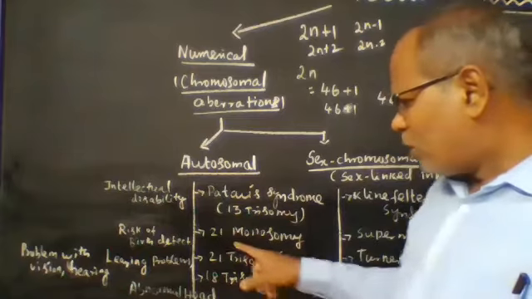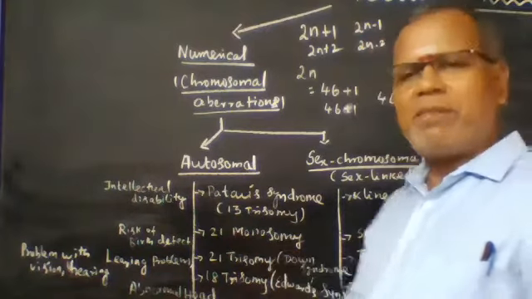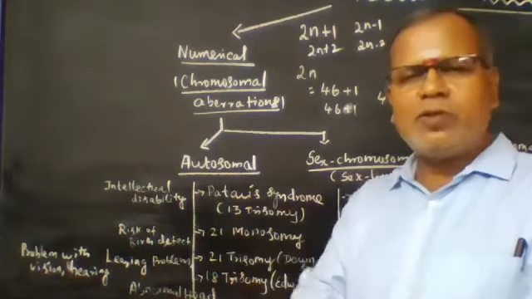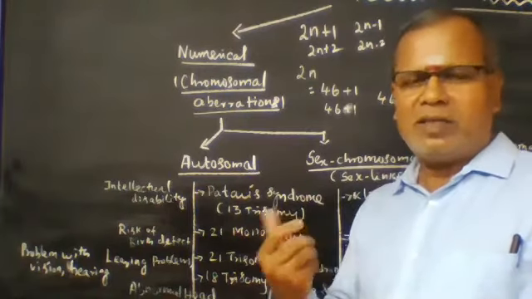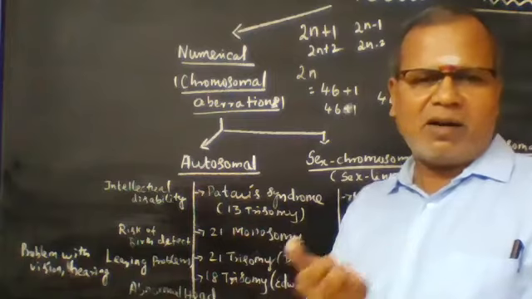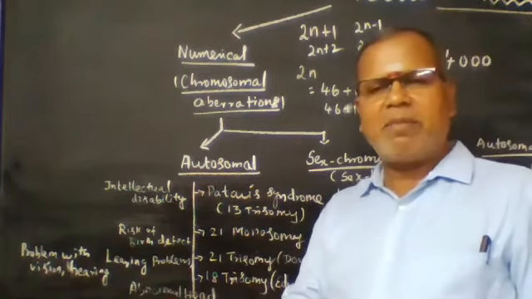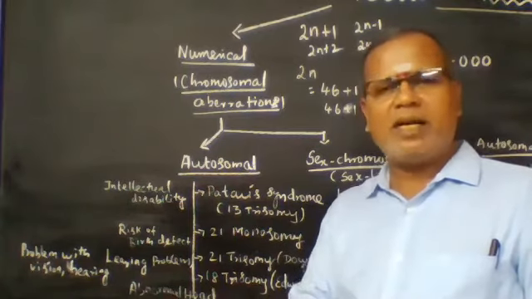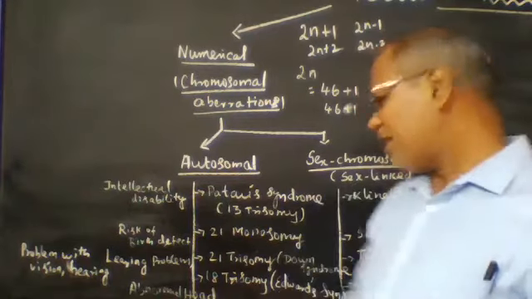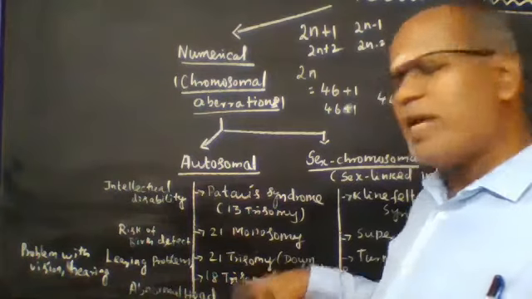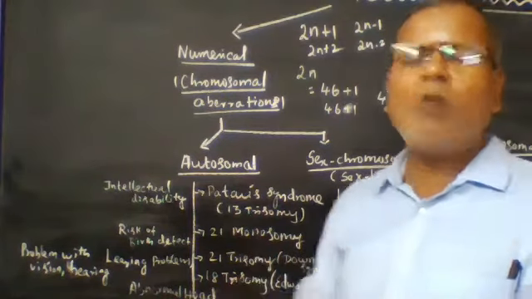And second is 21 monosomy. Instead of 2 chromosomes, the 21st pair has only 1 chromosome. These kids have a risk of birth defect. At the time of birth, they have some problems, and it is a genetic defect. Another is 21 trisomy, also known as Down syndrome.